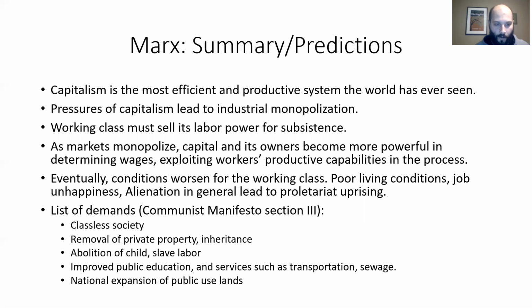And so Marx feared that eventually conditions would become so bad for the working class, poor living conditions, job unhappiness, alienation in general, that it would lead to a proletariat uprising. We see this list of demands in the Communist Manifesto, and some of them are, I guess, somewhat reasonable in terms of what we would see from a kind of progressive platform in the modern era, especially no child slave labor, improved public education and services, sewage, expansion of public parks and public use lands. But then we also see what ultimately becomes known as communism.